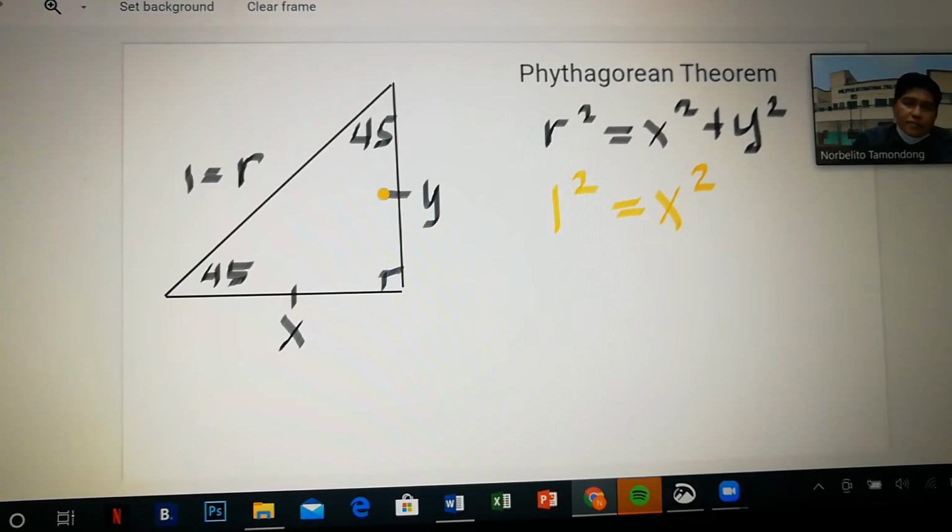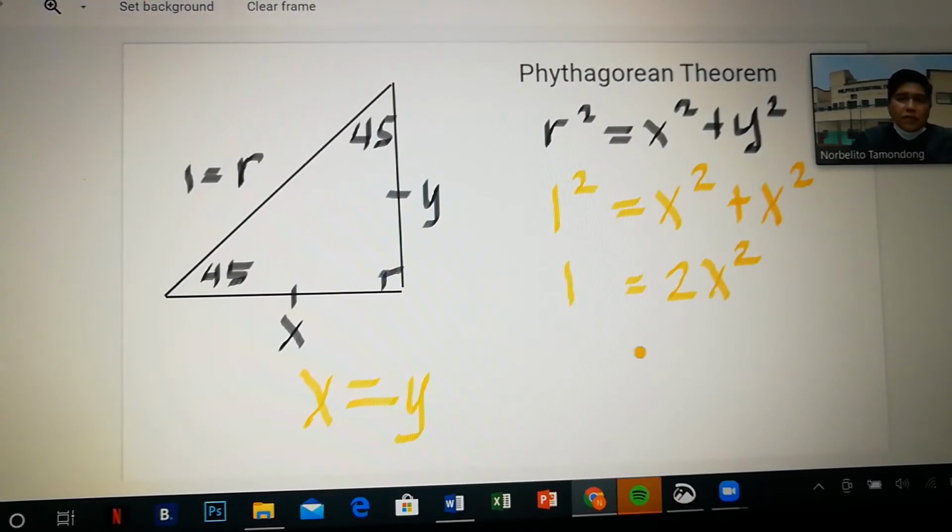Since x is equal to y, from the figure the markings indicate congruent parts. So it follows that x is equal to y. Now if x is equal to y, then this y from the formula you can replace by x. So this becomes x squared. So we can now find the value of x. Since we are now dealing with only one variable, 1 squared is equal to 1, x squared plus x squared is 2x squared.